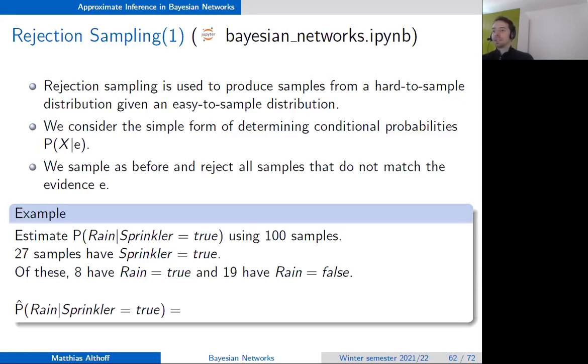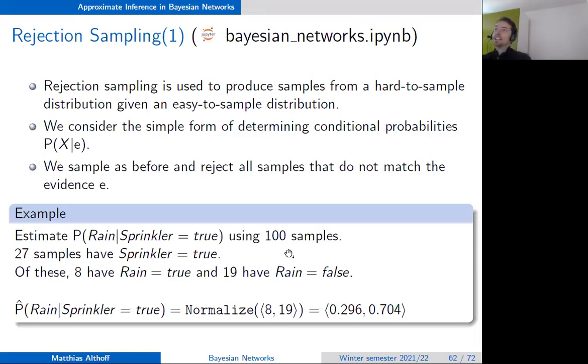Yes, it's 8 over 27, exactly, because 27 is the total number of cases, and in 8 of these cases, we have rain is true. Correct. So this is then the solution. Obviously, you can also say we use normalization. For 8 samples, it's true, and for 19, it's false. So overall, the probabilities should sum up to 1, and then you have the same result. So 8 over 27 equals 0.296, for instance.